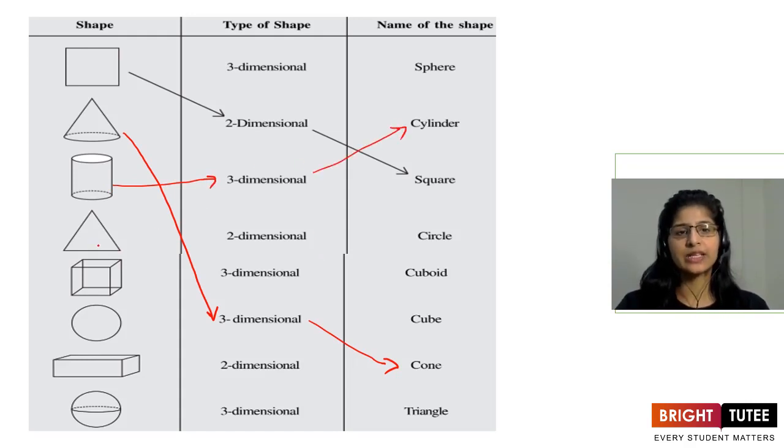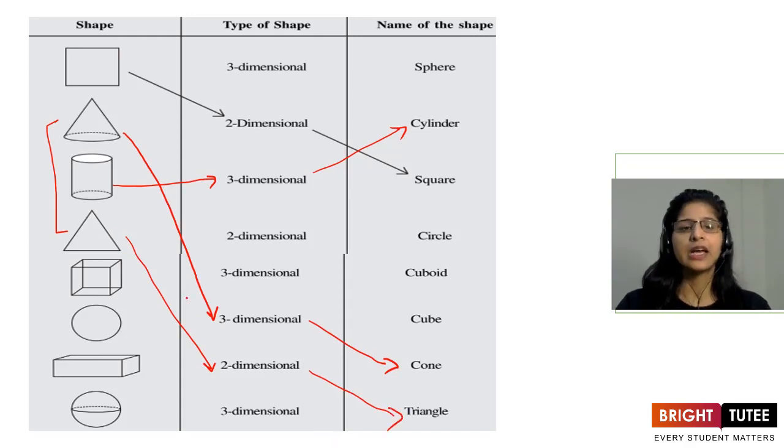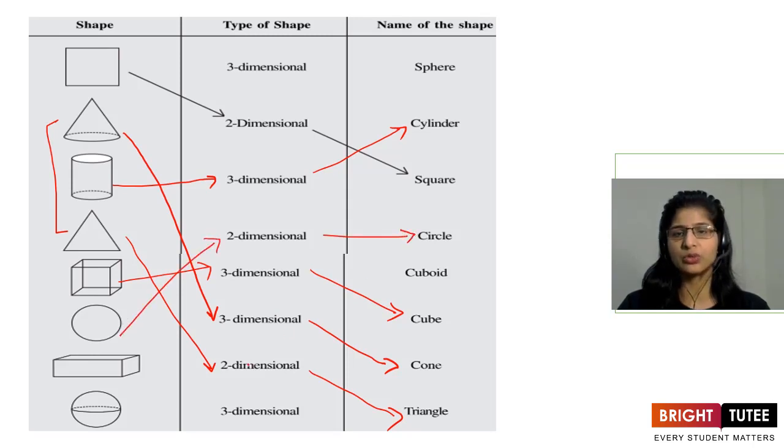The next one is a triangle. Difference in triangle and cone: triangle is a plane surface, cone is not. Triangle is two-dimensional, and you see the triangle at the end, so we can connect it here and this can be connected here. Okay students, can you think about the next one? Yes, it's a cube and it is three-dimensional. So match it to three-dimensional and match that three-dimensional to cube. The next is a circle. Circle is two-dimensional, matches to two-dimensional and two-dimensional to circle.